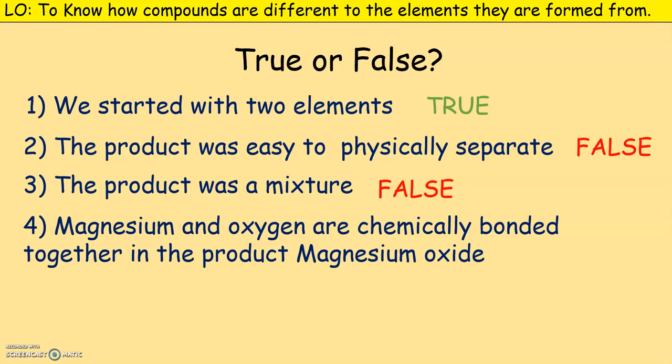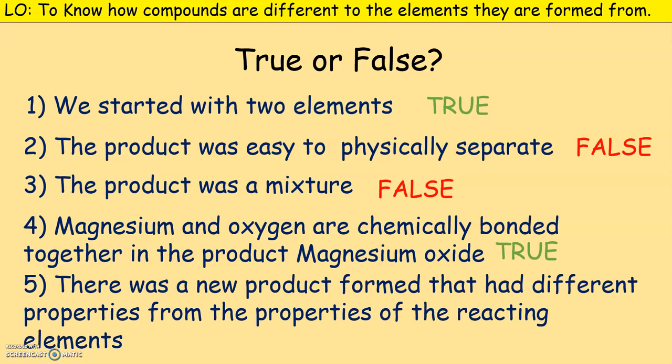Number 4, magnesium and oxygen are chemically bonded together in the product magnesium oxide. True or false? True. And the last one, there was a new product formed that had different properties from the properties of the reaction element. True or false? True. Again, give yourself a mark if you got it right. If you haven't, use your green pen to correct your mistakes.